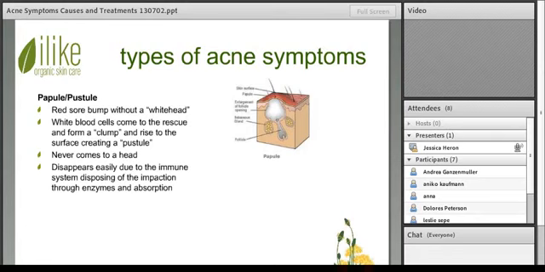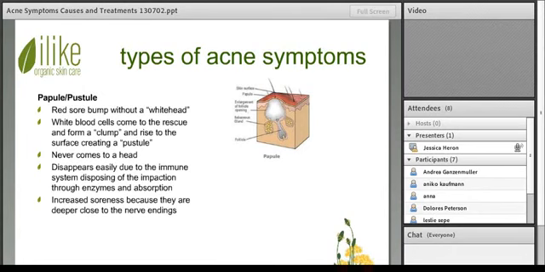Papules never come to a head and disappear easily due to the immune system disposing of the impaction through enzymes and absorption. They also seem to magically disappear. They tend to not rise to the surface and actually become a head. They sort of hang out, stay around for a little bit, and then all of a sudden they're gone. This is because the immune system has won the battle and disposed of the impaction through enzymes and absorption, and the body has disposed of the remains through normal blood excretion.